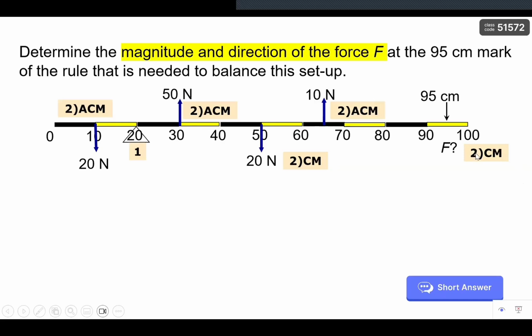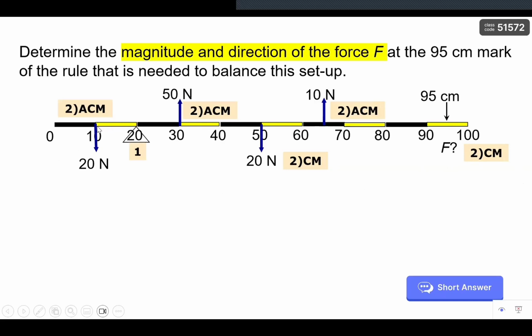So this force must be clockwise. In order to be clockwise, this force must be acting downwards to have a clockwise moment. Then after that, in your head, think of the perpendicular distance.